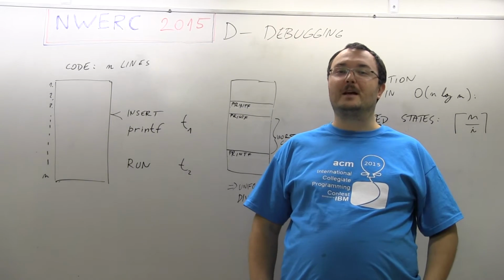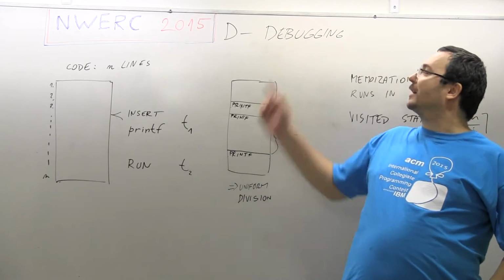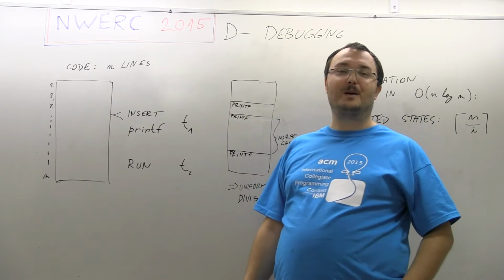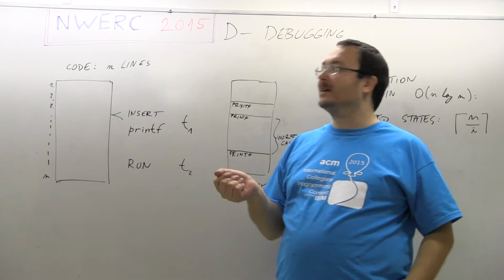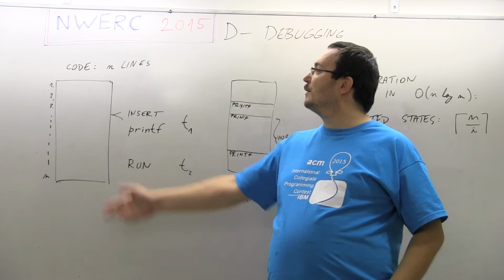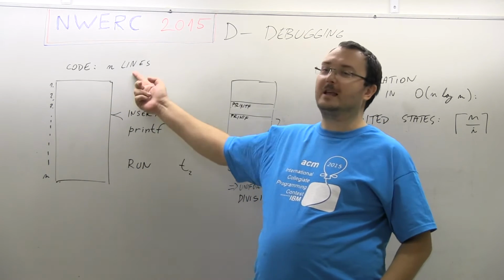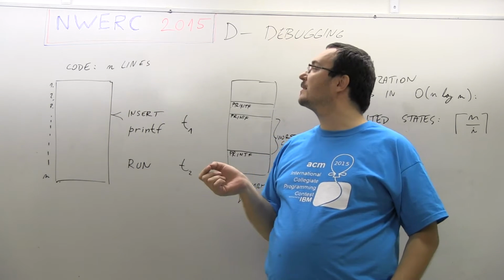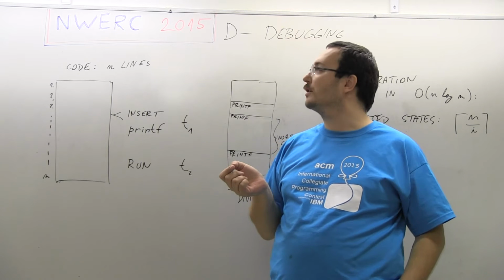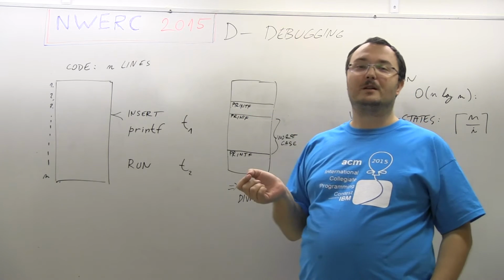Hello, I'm Mišof and I'm going to present problem D, debugging. In this problem we have a situation everybody experiences quite often. We have a code, the code consists of n lines, we already ran it once and we discovered that it's buggy and it actually crashes. So, what can we do now?